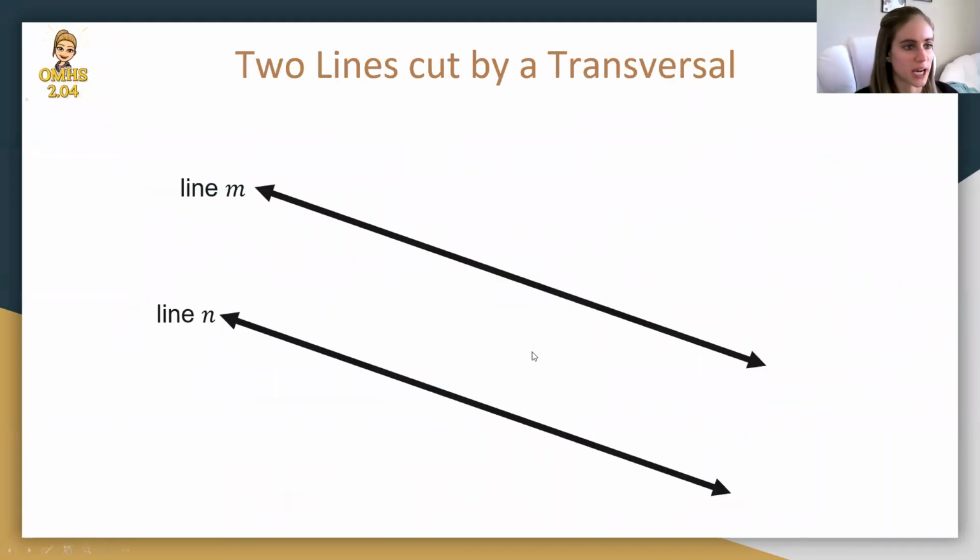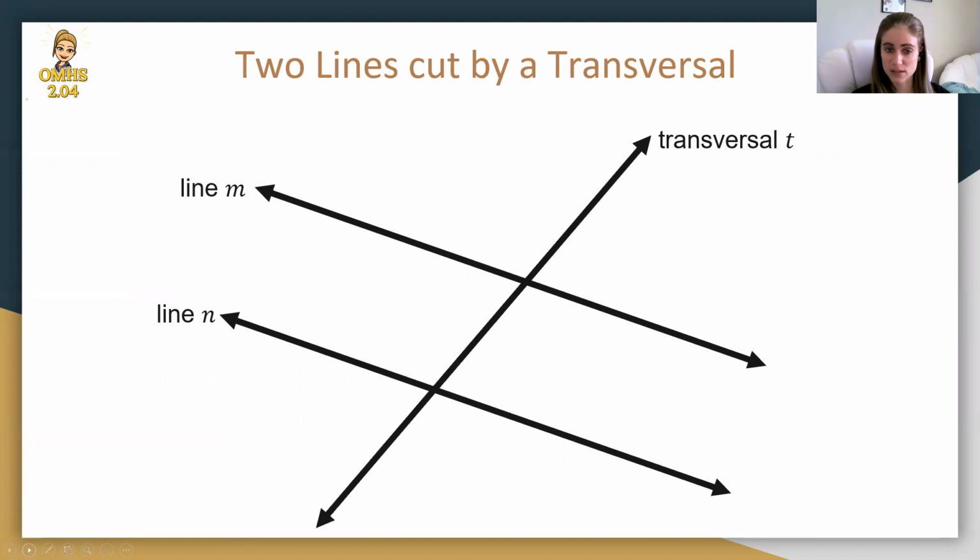There we go. Okay. Now let's get into today's lesson, which is OMHS 204. 2 lines cut by a transversal. Let's break that down piece by piece. So first off, 2 lines. Looky here, we have line M and line N, 2 lines.